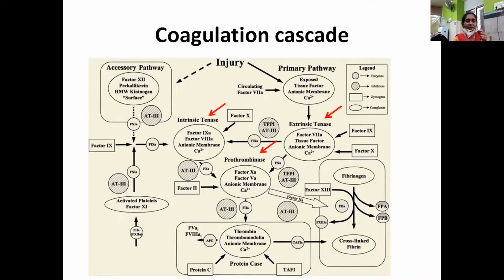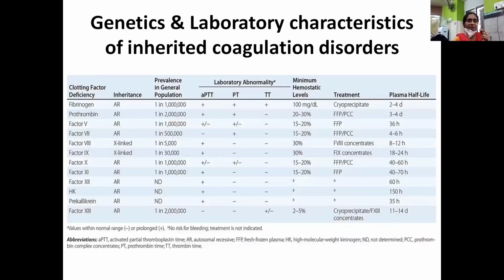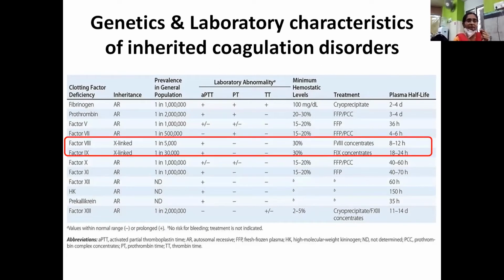We are here concerned mainly about the factors of the intrinsic tenase complex, that is factor 8 and factor 9. In this, as you can see, all 13 coagulation factors are listed, and we are interested in factor 8 and factor 9. Both of these are X-linked recessive inheritance. The incidence of factor 8 deficiency is 1 in 5,000. That is, statistically, factor 8 deficiency or hemophilia A is the most common coagulation disorder. Next is factor 9. The incidence is about 1 in 30,000 population.